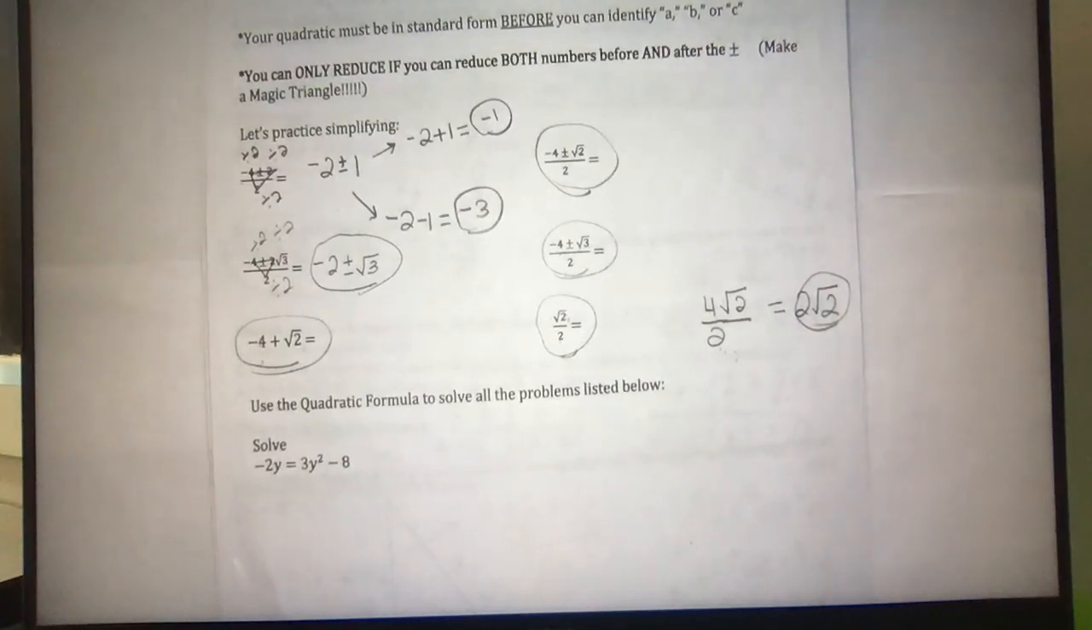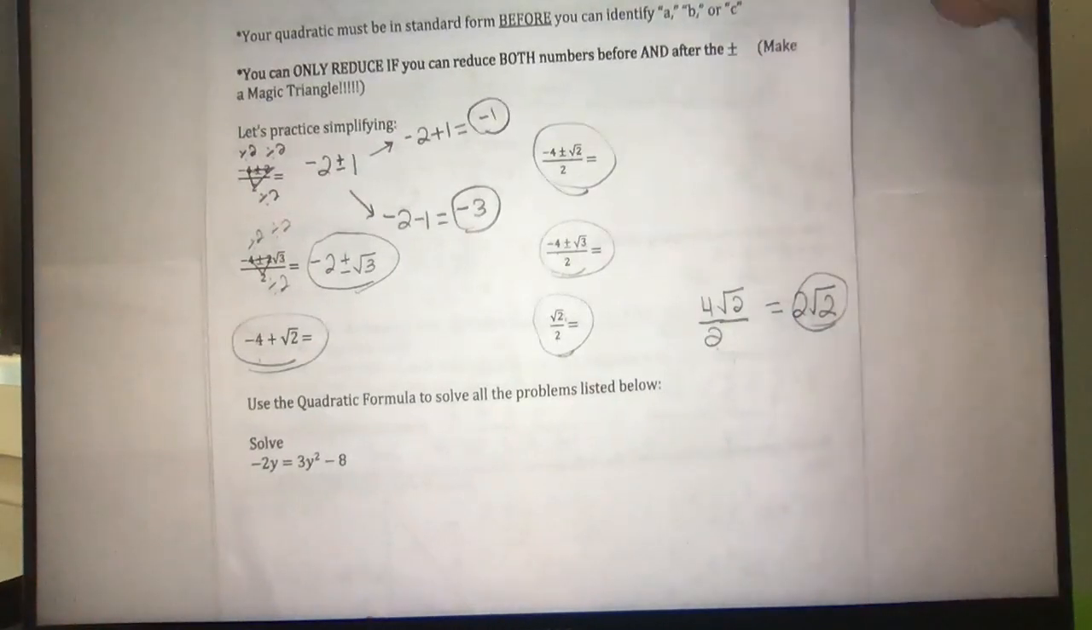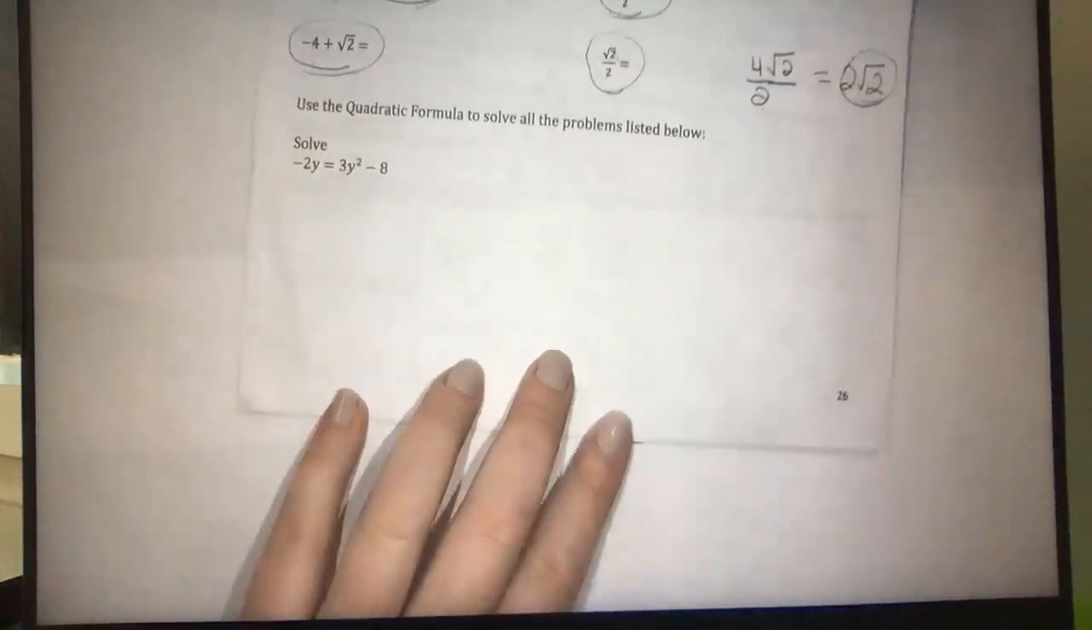Okay, let's do some examples then and jump right in and do these and see how far we can go. Okay, everybody all right? Good? Okay.